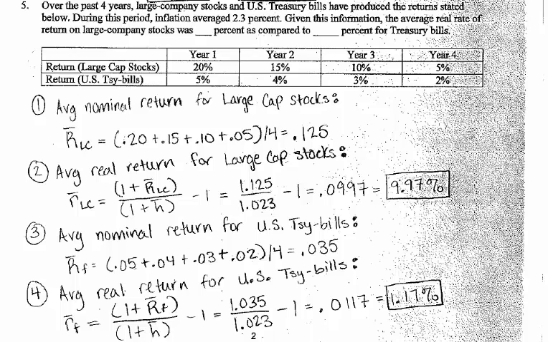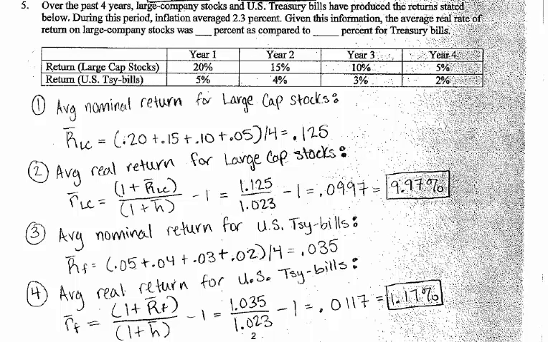So, for example, if we know that the average large cap return is 12.5%, which we found in step 1, and we know that inflation is 2.3%, then I'm expecting an answer somewhere around 10.2%. To get the exact answer, we have to use the Fisher equation, which is real return equals 1 plus the nominal return over 1 plus inflation, minus 1. Plug and chug, and you get 9.97%, which was pretty close to that 10.2%.